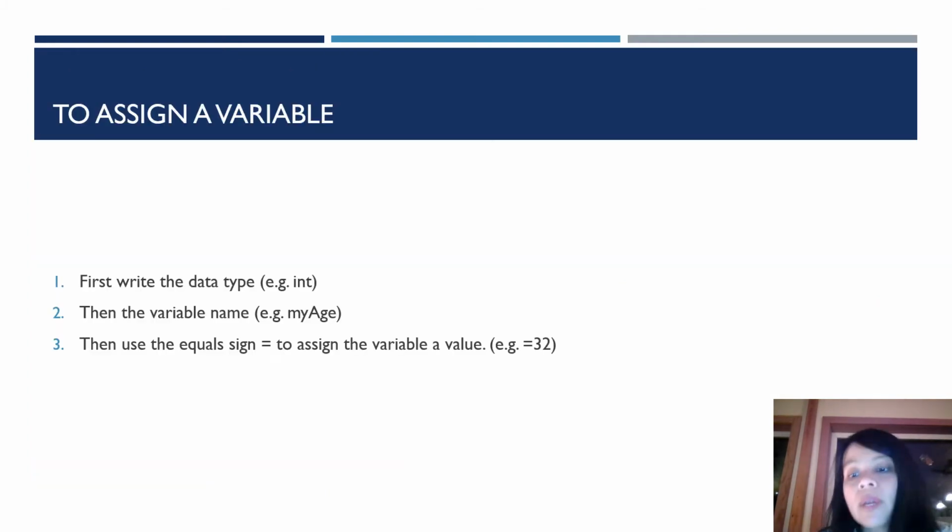Right, so to assign a variable, first you have to write the data type, okay? Then you write your variable name, okay? That's the data type, and there's a variable name. And then you use the equal sign to assign the variable a value, okay? So it could be equals, and then 32 is the value. So let's go see what that looks like.